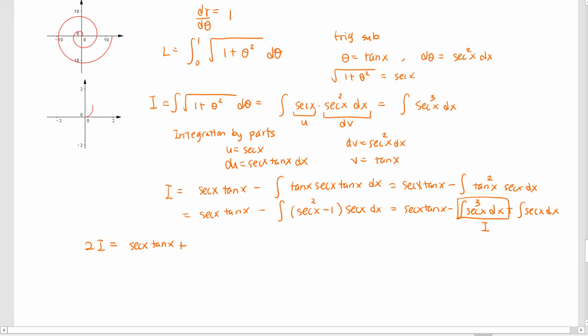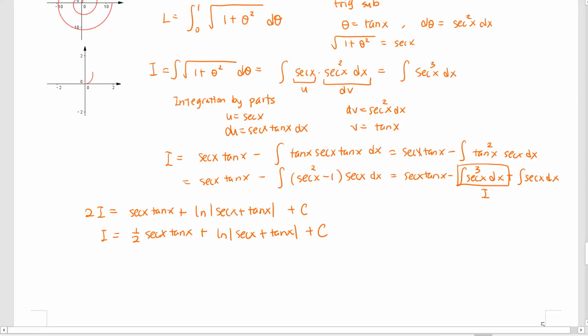And what's the integral of secant? Well, we learned that in section 7.2. That's natural log of the absolute value of secant plus tangent. Okay, and then finally your I is 1/2 secant tangent plus 1/2 ln of secant plus tangent plus c. Okay, but what are secant and tangent in terms of theta?